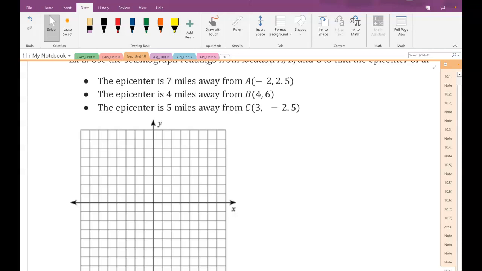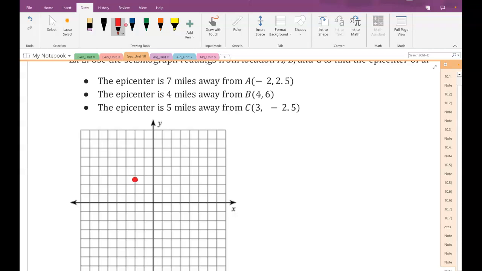So earthquake A, its epicenter is at -2, 2.5. So you want to draw a point there. So you go over 2, up 2.5.